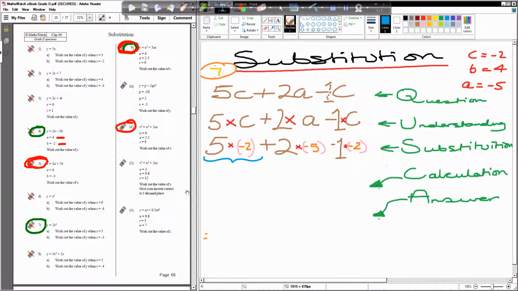5 times by -2 is, what's 5 times by -2? -10. Okay, what's 2 times by -5? Another -10. What's -1 times by -2? +2, good. Okay, question, understanding, substitution, calculation, and here comes our answer.